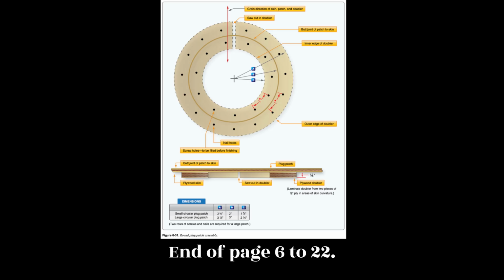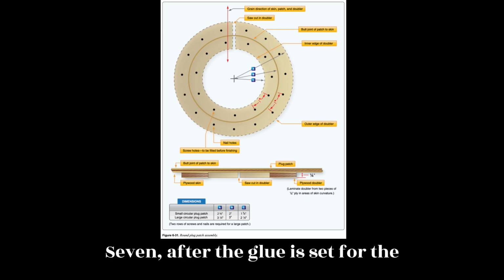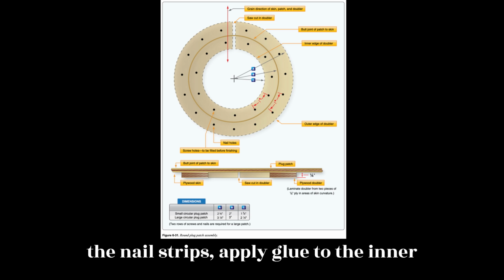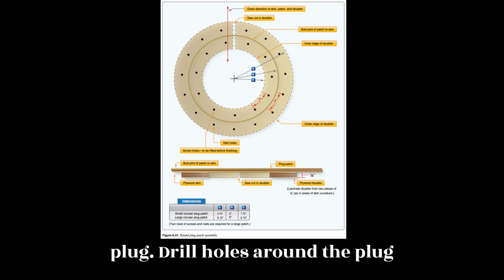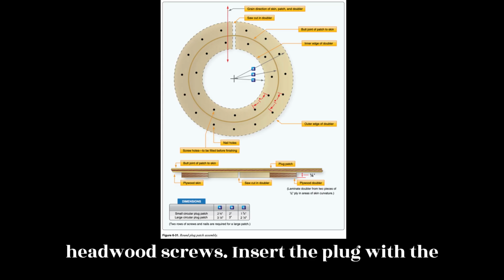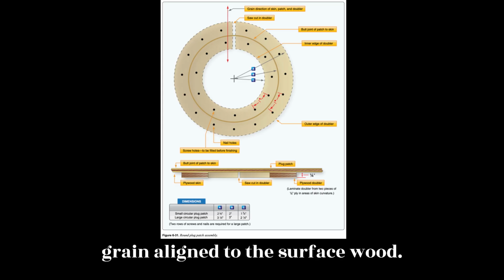End of page 6-22. 7. After the glue is set for the installed doubler, and you have removed the nail strips, apply glue to the inner half of the doubler and to the patch plug. Drill holes around the plug's circumference to accept number 4 round head wood screws. Insert the plug with the grain aligned to the surface wood.